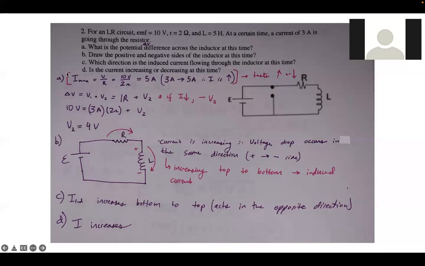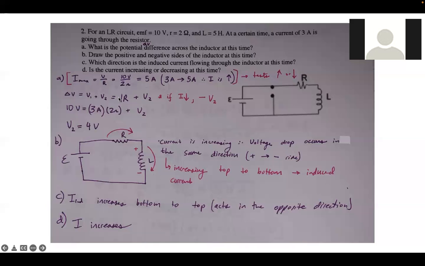You don't even need to do this technically to solve the problem. Wait, let me scratch that. This is kind of a separate part of the question within the same question. You need to prove if it's increasing or decreasing to know how to set up this equation, right? So per the fact that it's increasing, we add this V2. Had it been decreasing, we would subtract.